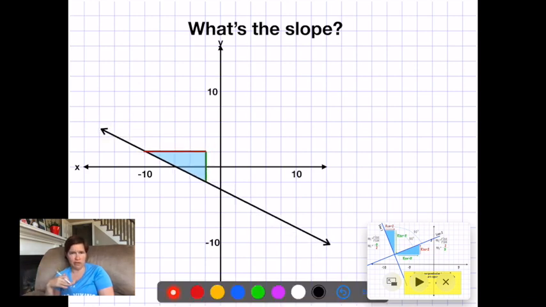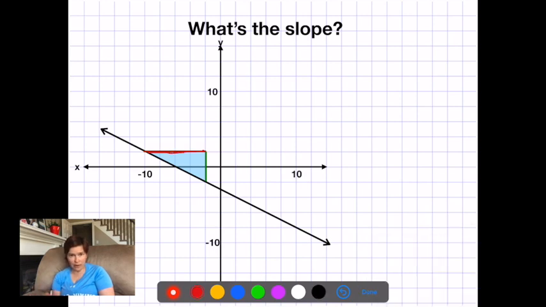The whole triangle just rotated. It didn't get bigger. It didn't get smaller. The side lengths stayed the exact same. If the side lengths stay the same, then those are the same numbers in my slope. Run, in this case, is the red line. It's not the rise anymore. That's still 8, though. Red line's still 8. Green line, still 4, but now it's the rise.